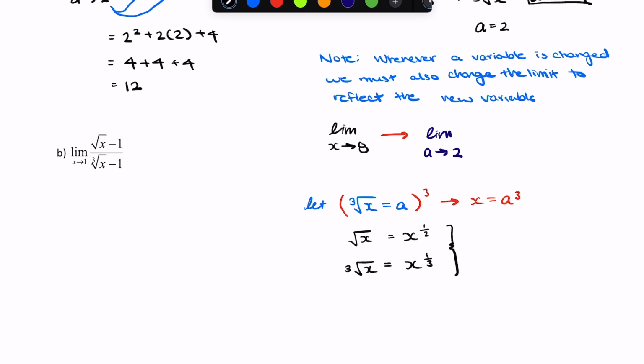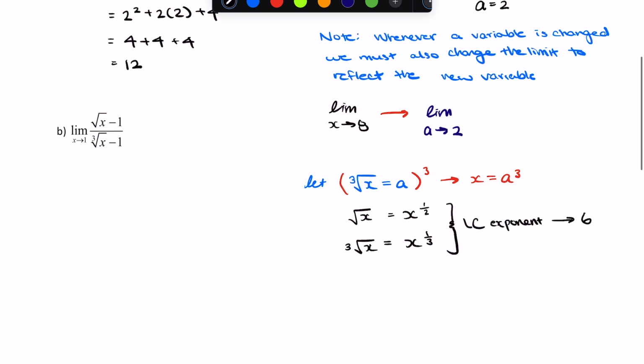So here we want to find the lowest common exponent, similar to a lowest common denominator, but here we're looking at it in terms of exponents. The lowest common exponent between 2 and 3 would be 6. And so here we can let x to the power of 1/6 also equal a.